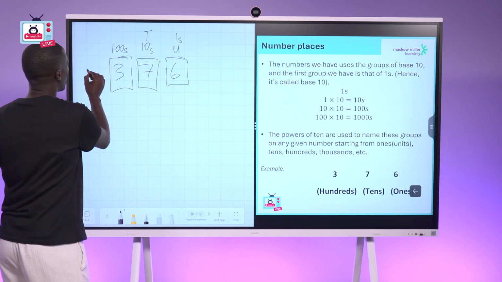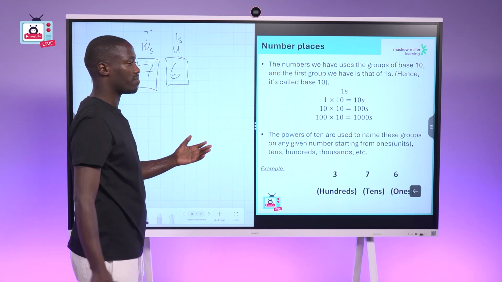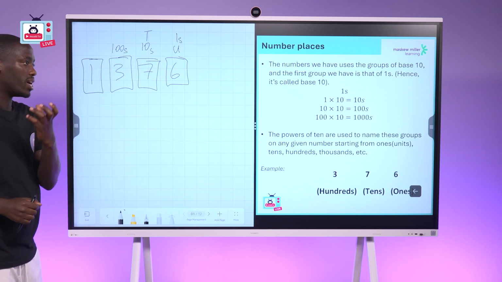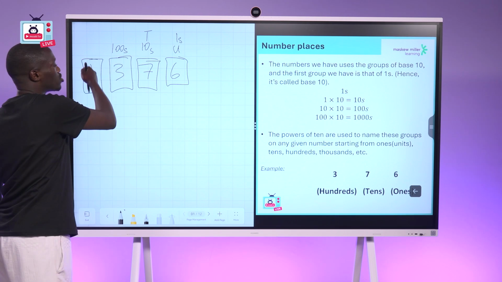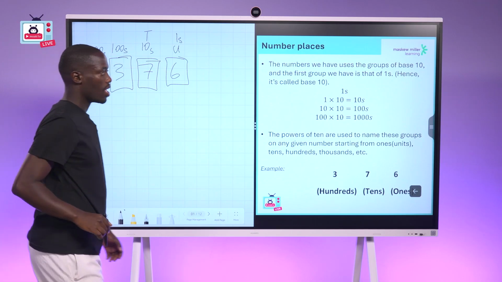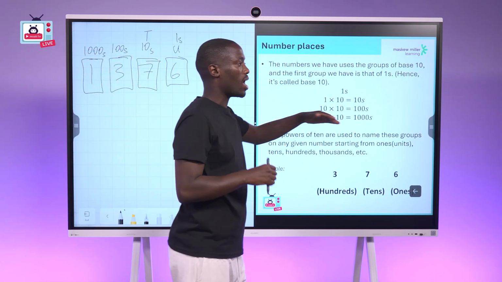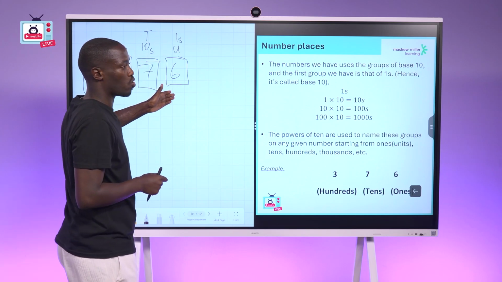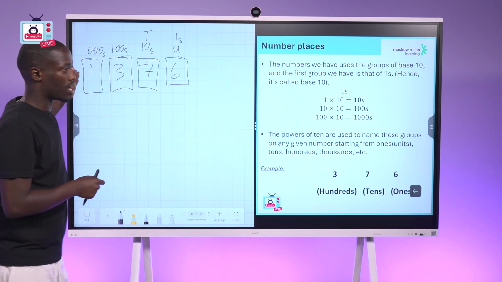And if we had 1,376, this place means we have 1,000. So that means this place, we'll call it the thousands place. Hence, we are saying it's a base of 10. How did we get to the base of 10? Naming this as being ones, tens, hundreds, and thousands.